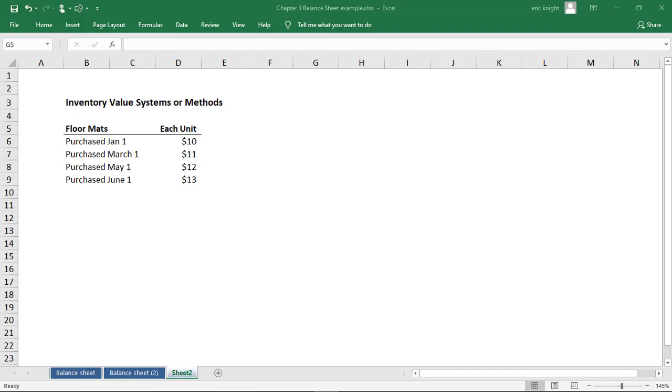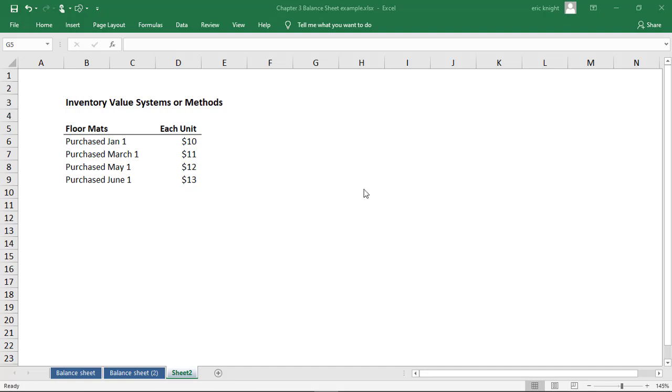Now the retailer is going to purchase them from us at a marked up price. But when the retailer orders some floor mats, and we go and grab a dozen or whatever, we don't know which batch we got them from. We're just grabbing a dozen floor mats and shipping them off to the retailer. And because we don't know which batch they came from, we don't really know what the inventory value is.